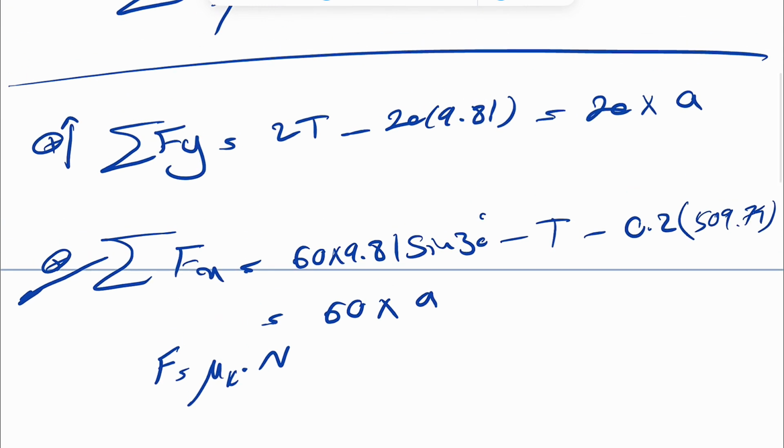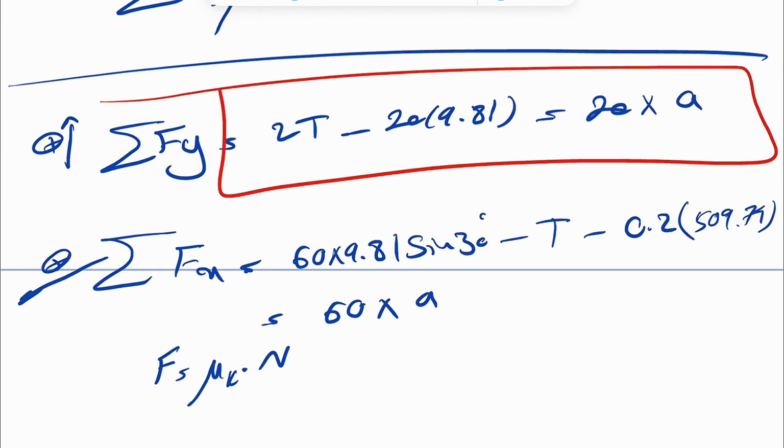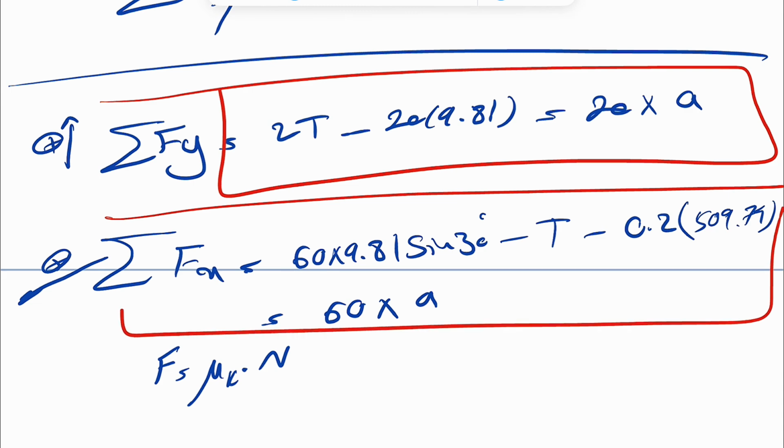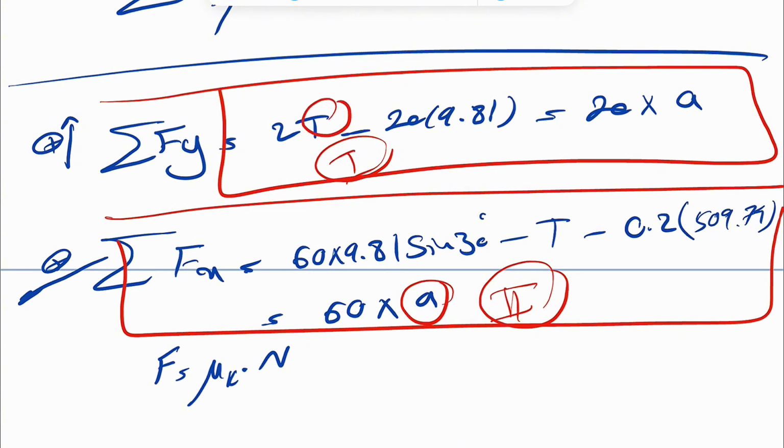So now we have two equations with two unknowns. That was the first one, and this is the second equation. With two unknowns missing, A and T.